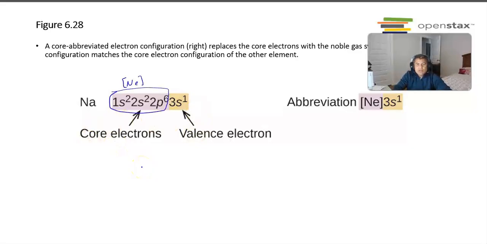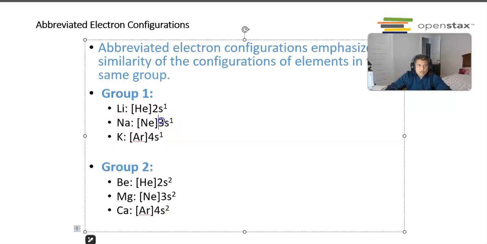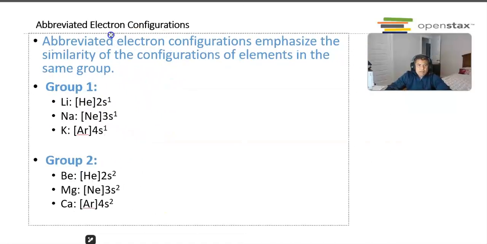So these are the core electrons, and this is the valence electron. Now, lithium can be written like that, sodium can be written like that, potassium like that, right? Beryllium can be written like that. Calcium, argon 4s2, we already. Magnesium, neon 3s2, like that.